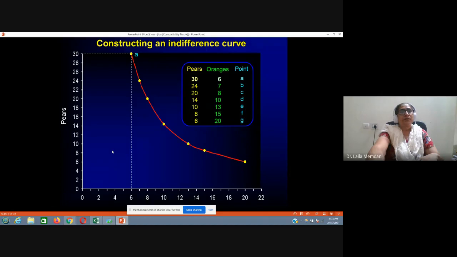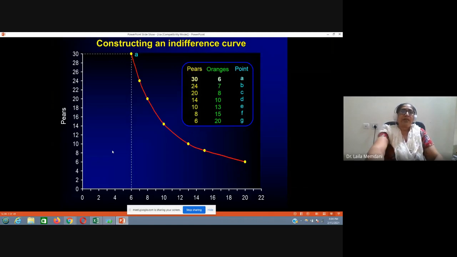Now, what is an indifference curve? An indifference curve is the combination of two commodities which keeps the consumer at the same level of satisfaction. That is, he remains indifferent amongst those combinations. So I have the example of pears and oranges. A consumer has 30 pears and 6 oranges at point A, and in order to get one more orange, he is ready to sacrifice 6 units of pears so that he will have 24 pears and 7 oranges.